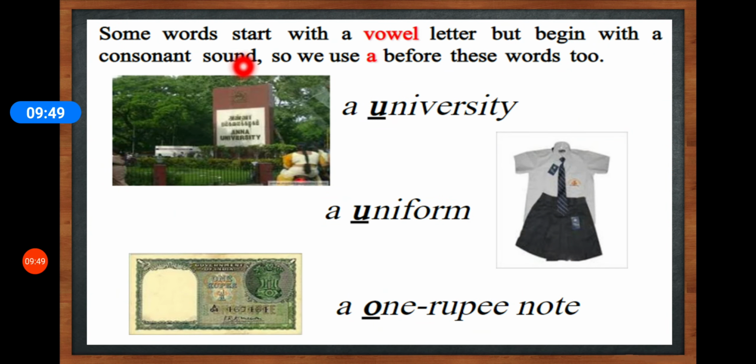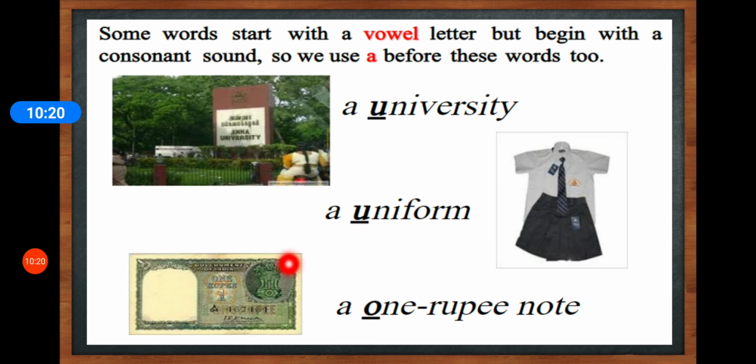More examples for you for the words that start with a vowel letter but begin with a consonant sound. University, I just told you. Uniform, yes. Remember this uniform you used to wear every day. So uniform, again the sound it starts with is U. So consonant sound, we have used the article a: a uniform.